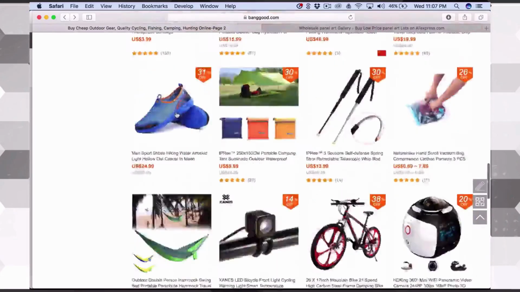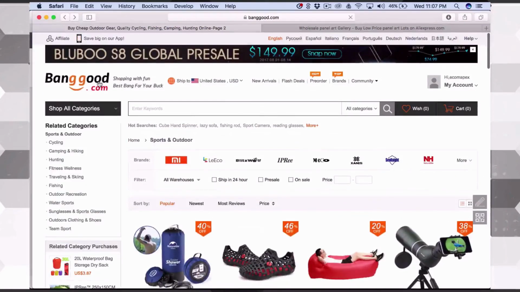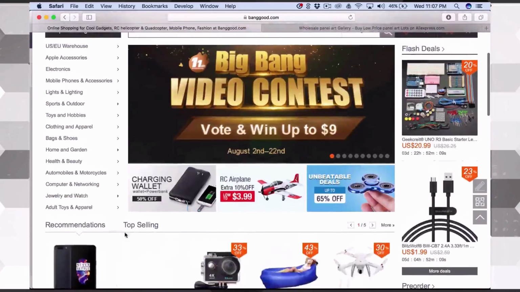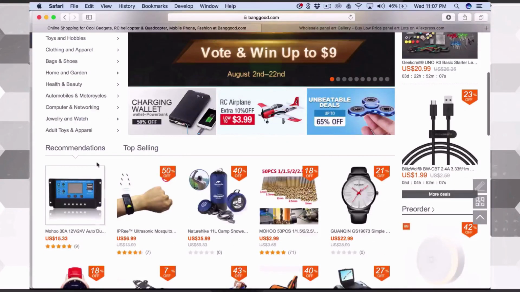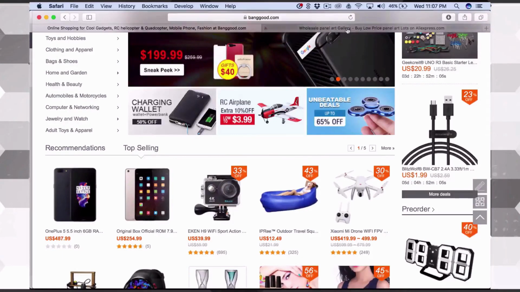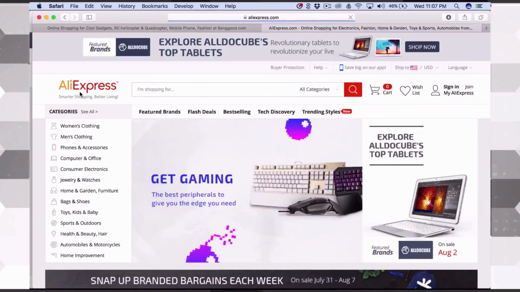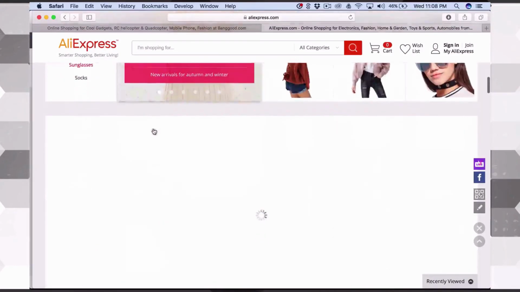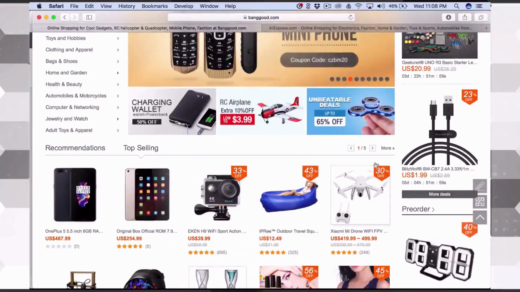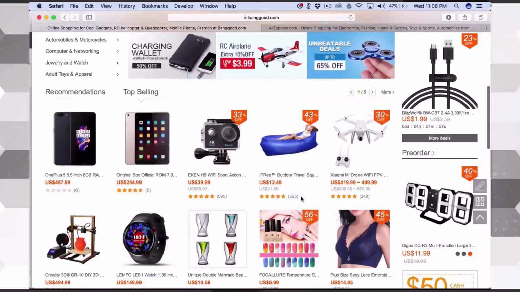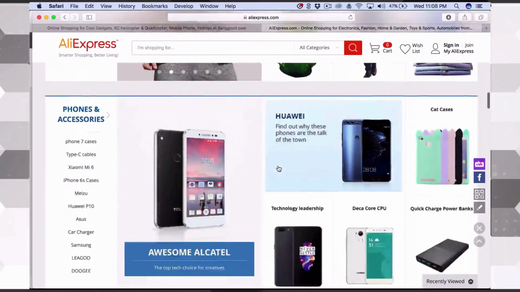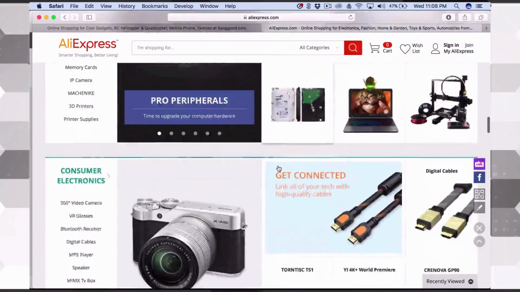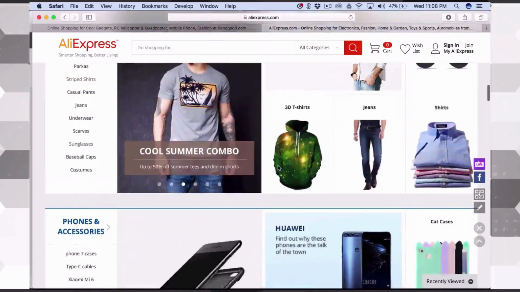So BangGood is definitely a website I would use to my advantage, okay? Just because of the fact that, you know, they sort it out by recommendations, they sort it out by top selling. AliExpress kind of does that, but I think they lack in that area, where BangGood sets it out for you and shows you things that you can actually sell, right? AliExpress tries to be too much of a store, right? It's not that appealing in my opinion.